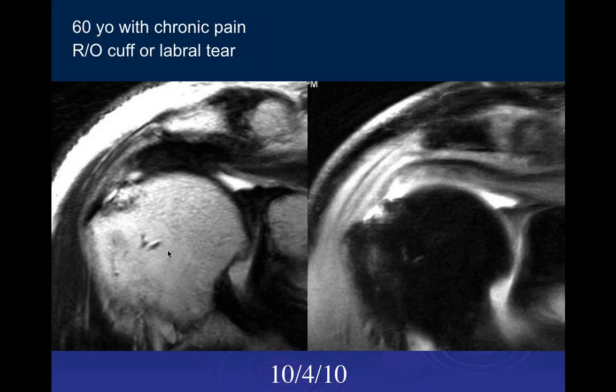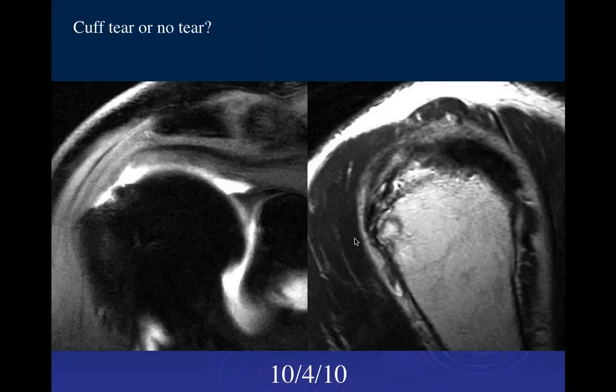I do think that the tendon itself is retracted. I think that the musculotendinous junction is retracted back. So I think what we have is really a full thickness tear with retraction. And I think that the intermediate signal represents granulation tissue or scarring. Okay, so this is another case of scar in situ.